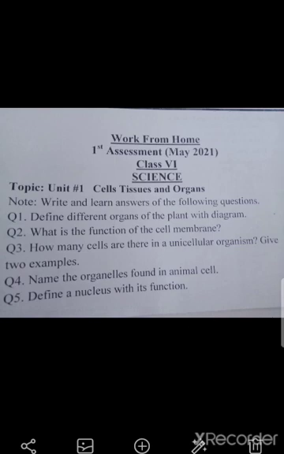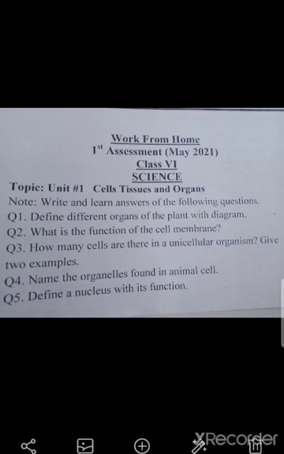After that, there is question number 3. How many cells are there in a unicellular organism? Give 2 examples. So you have to give the answer of how many cells are there in a unicellular organism, and after that leave a line, give the heading of example and write down the 2 examples for the unicellular organism. Clear? Your heading should be very neat and clean.